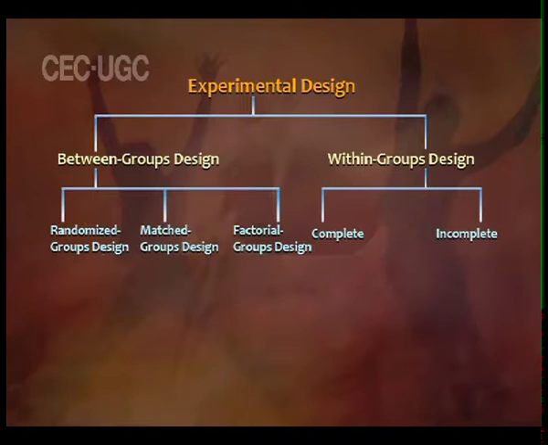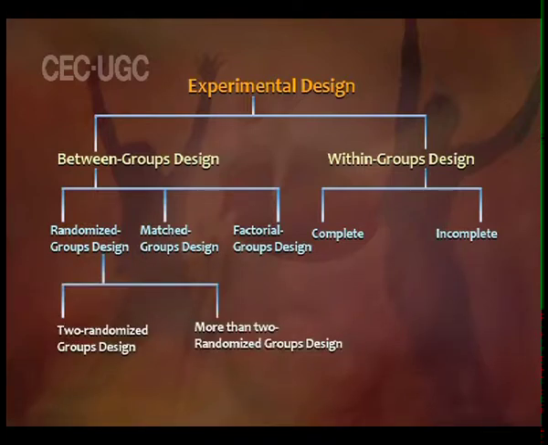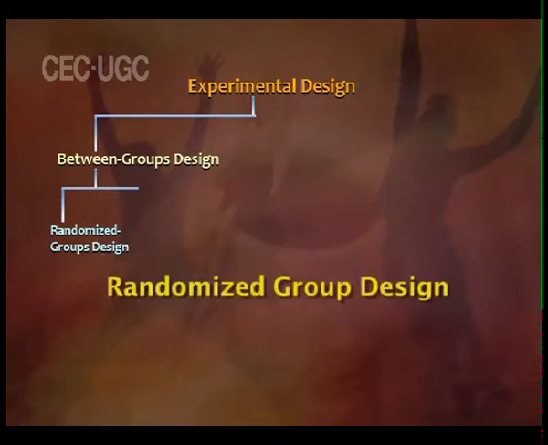The first is the randomized group designs, the second is the matched group design, and the third is the factorial design. And again, you can see that the randomized group designs are further divided into two types, that is the two randomized group designs and the more than two randomized group designs. Now, although we use between subjects design as also within subjects design in experimental research, the between subjects design is more frequently used. So first we will be dealing with the between subjects design, and in that the first type or the randomized group design. As I already mentioned, the first type within the randomized group design is the two randomized group design.